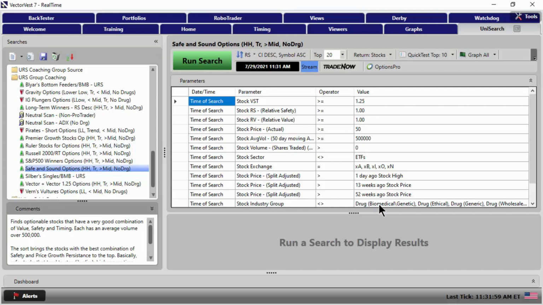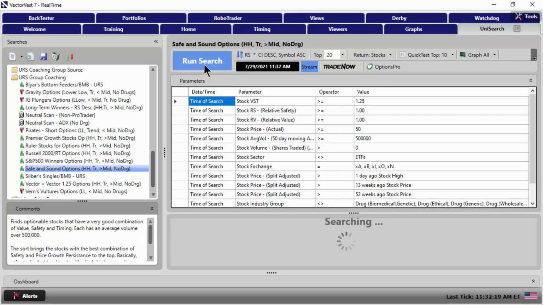Another thing that I like to add is that I don't want to trade stocks in the drug sector, because those can be very, very unpredictable based on FDA announcements and all kinds of things like that. So for my coaching students, for my retirement, I generally take those out of the picture. I'll click on Run Search, and let's take a look at what we find.